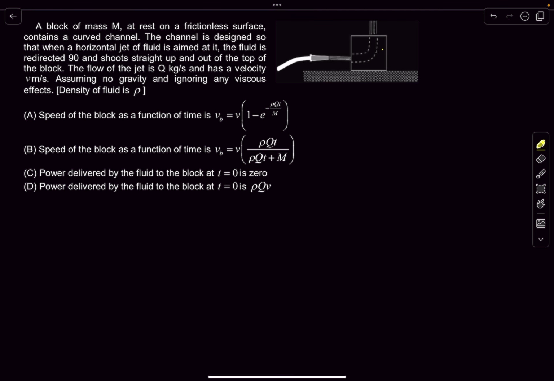So here we have a block whose mass is given to be capital M and it's rested on a frictionless floor. So there is no friction present anywhere and it contains a curved channel. The channel is designed so that when a horizontal jet of fluid is aimed at it, the fluid is redirected 90 degrees and shoots straight up.